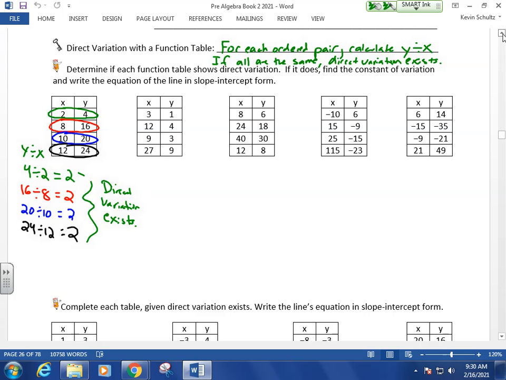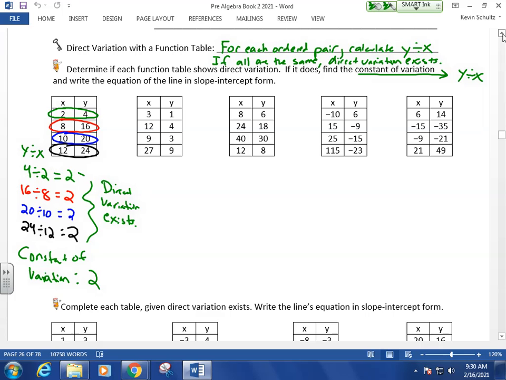When we defined constant of variation, we said the constant of variation is what you get when you take y divided by x, and it's the slope of the equation. So the directions up above say determine if each function table shows direct variation. We did that. If it does, find the constant of variation, which remember is y divided by x. That's what we did 4 times here, right? And so the constant of variation is going to be 2, because that's what we got every single time when we took y divided by x.